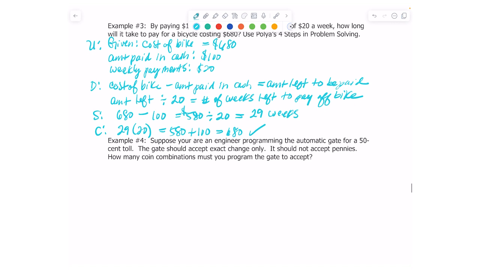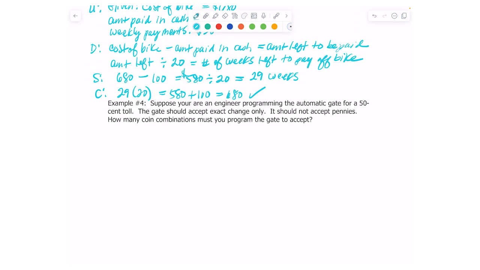Okay, let's practice again. Suppose you're an engineer programming the automatic gate for a 50-cent toll. The gate should accept exact change only. It should not accept pennies. How many coin combinations must you program the gate to accept?